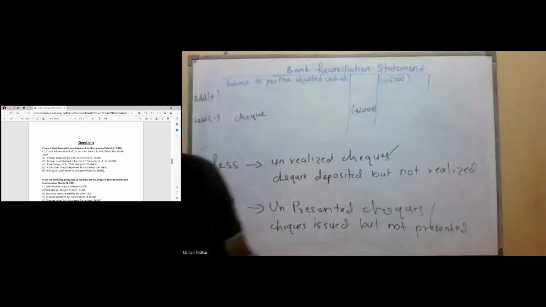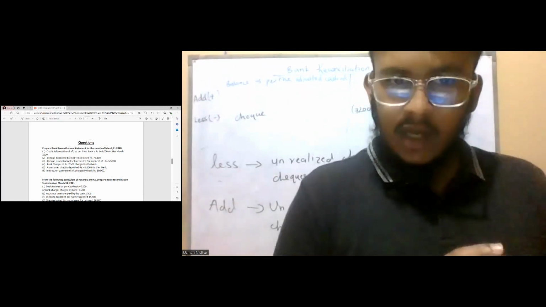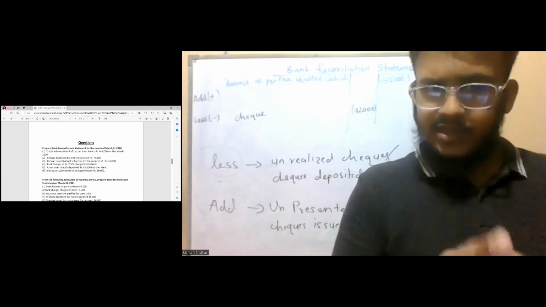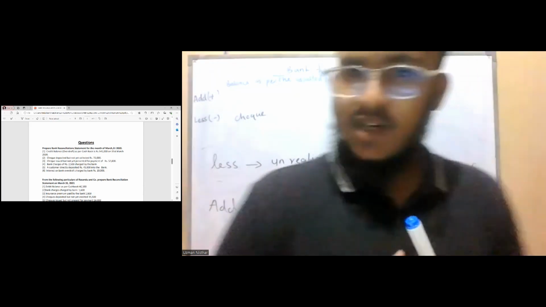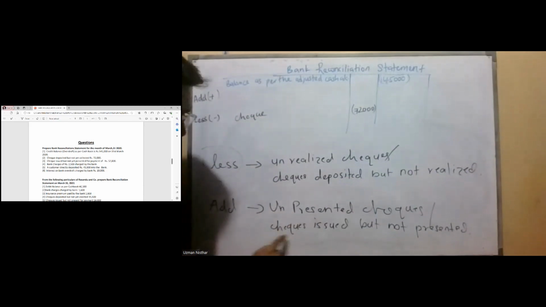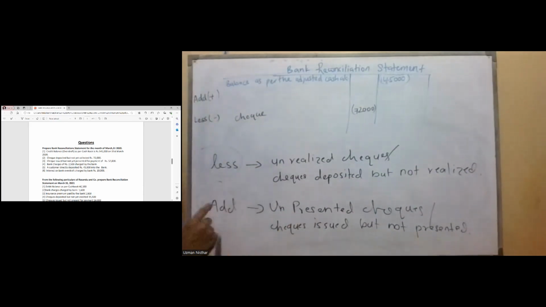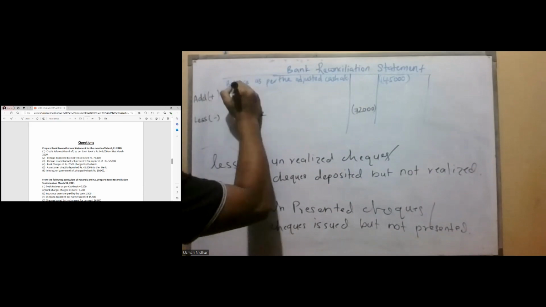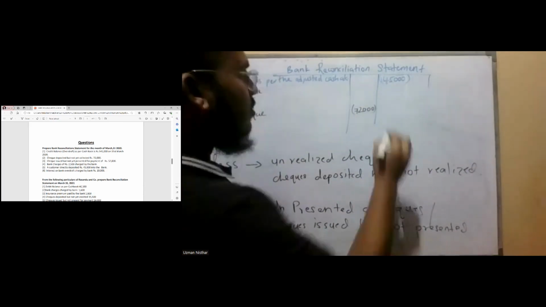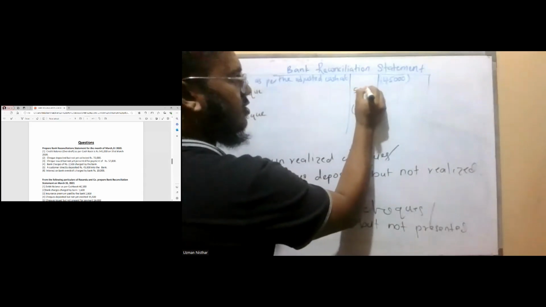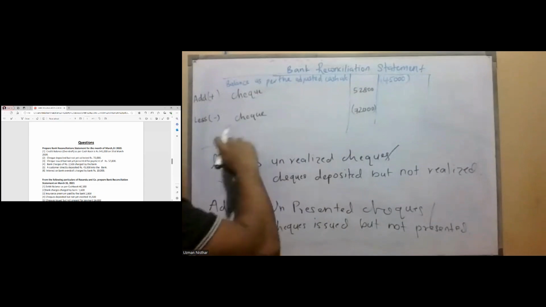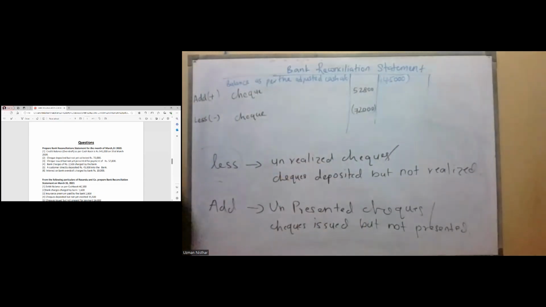Next part, we have check issued but not yet presented for payment. I told you, whenever there is an unpresented check or issued but not presented check, it should be added. So we write it as an addition. The value is 52,800. As we should add this, we don't include it in the bracket. Whatever we should subtract, we include in the brackets.